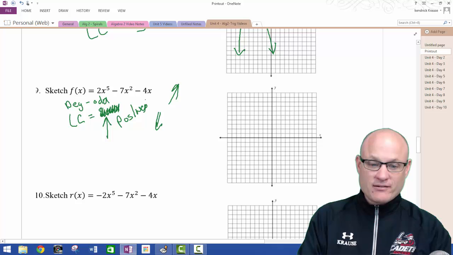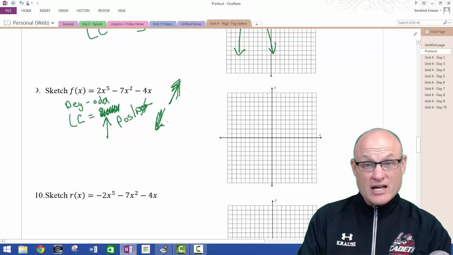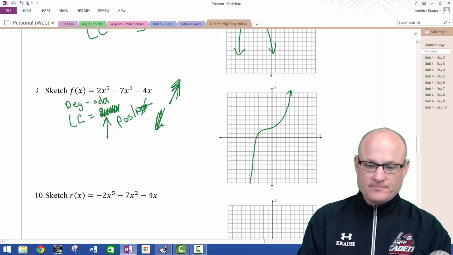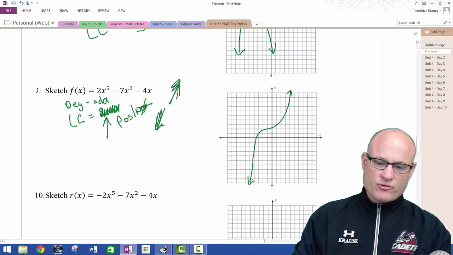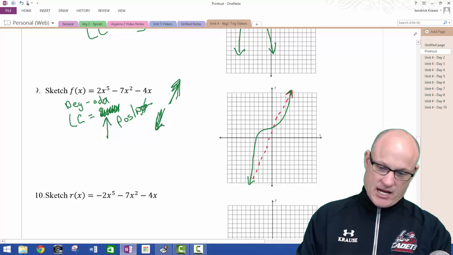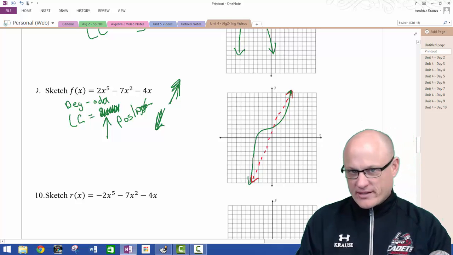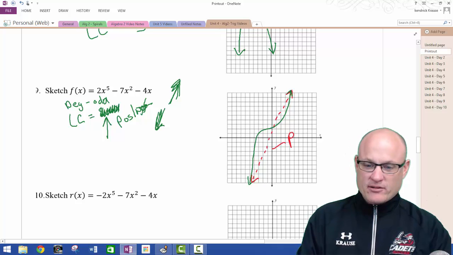And in this case, it's positive. Positive means it's going to go up to the right, down to the left, just like a positive sloped line. And remember, a line is also an odd function. So put a little bend in it, and there it is. And again, if I were to grab my red pen and just draw a dotted line in between those two things, wouldn't that line, okay, that's a line. Wouldn't that line have a positive slope?